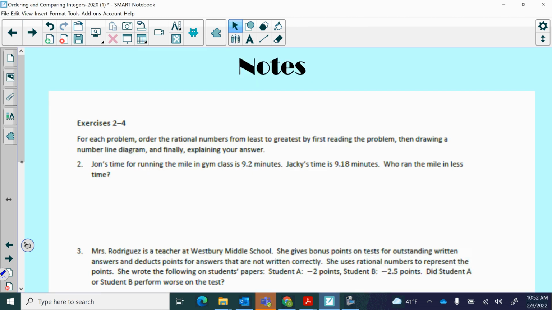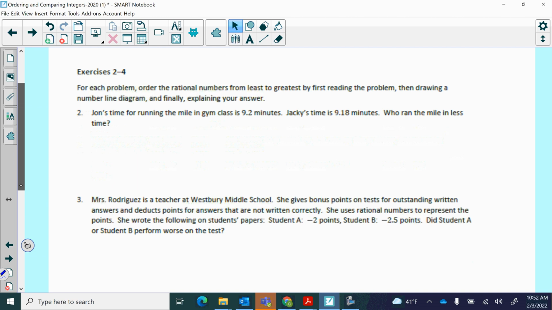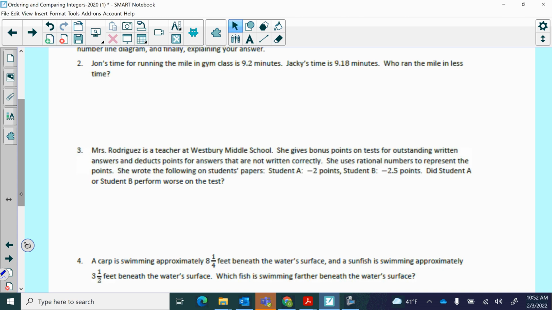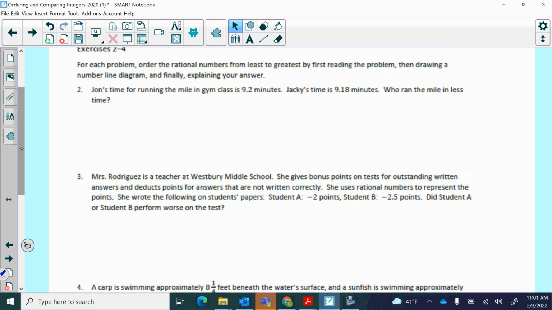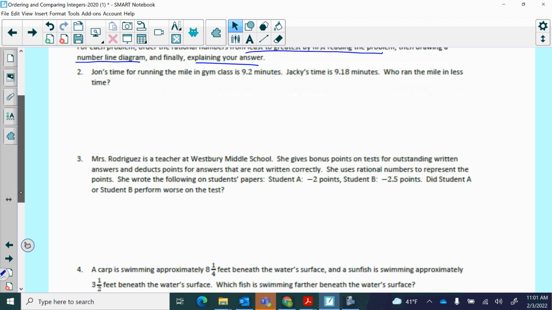Okay, so we're going to give you guys a chance to practice this concept. We want you to do numbers 2 through 4 as a table so you can work with your partners. We'll give you guys about 5 minutes to knock those 3 out. All right, guys, let's go over these 3. Let's look at the directions first. The directions said, order the rational numbers from least to greatest by first reading the problem, then draw a number line, and finally explain your answer.